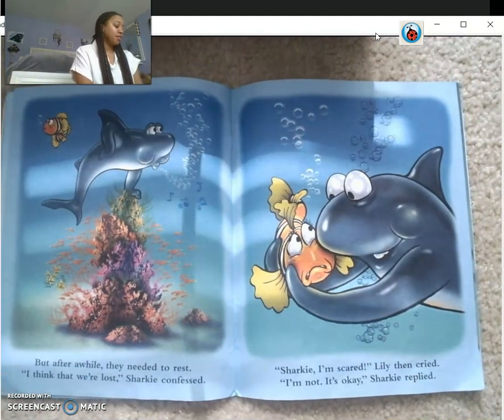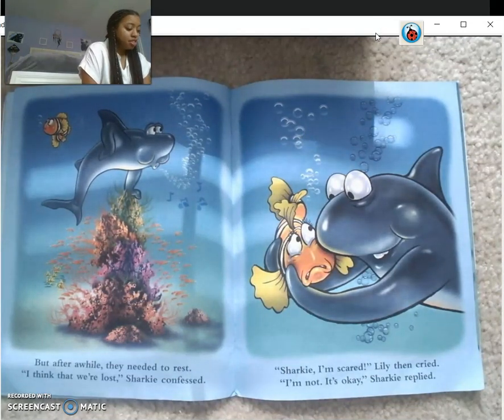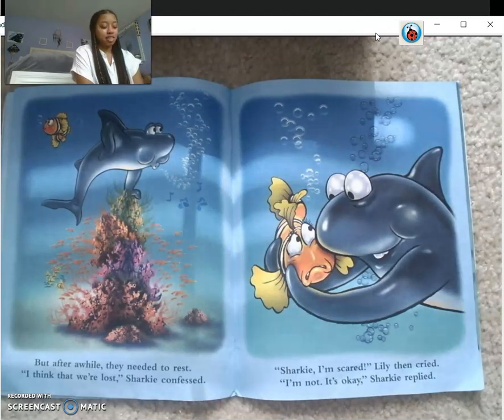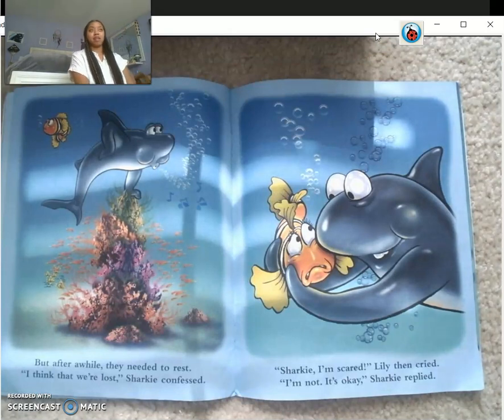but after a while they needed to rest. "I think that we're lost," Sharky confessed. "Sharky, I'm scared," Lily then cried. "I'm not. It's okay," Sharky replied.